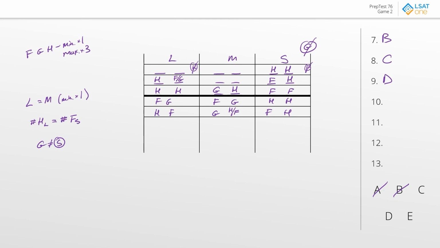Next, exactly 1 photo is by H. And does that, oh, I guess that could be true, right? We could have exactly 1 H here with a G. So that seems like it would have been fine. Let's hold on to C.